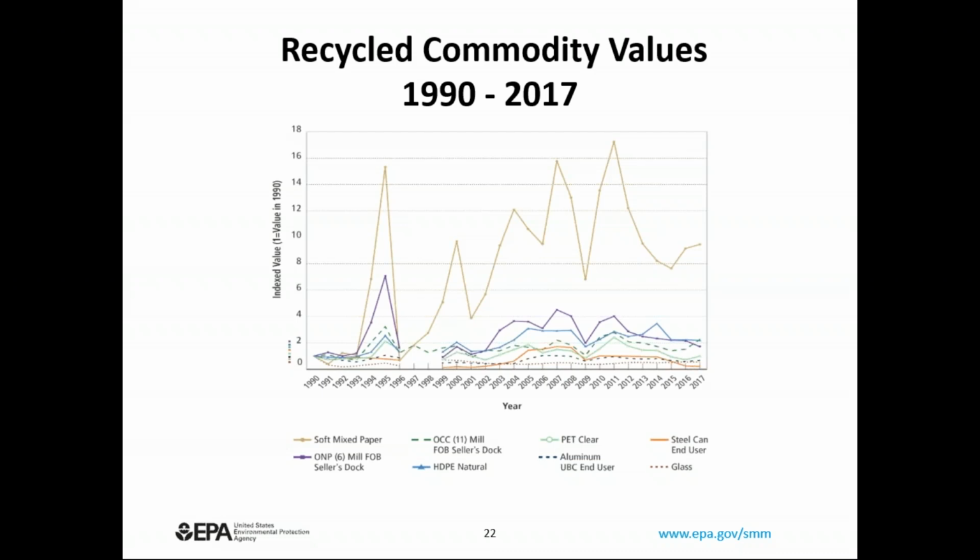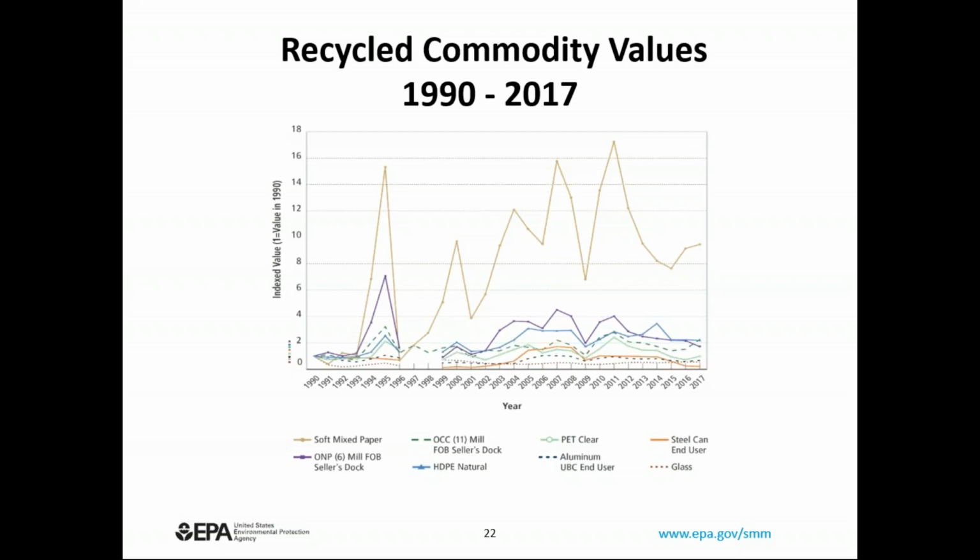Now, one of the nice things about indexing is, as I mentioned earlier, you can compare these materials. So you can see the index lines for glass, aluminum, and steel, which are in the lower colored graphs, the purple, the blue, and the orange. They didn't appear to fluctuate as frequently. So it's just a way to compare and see what's going on in the recycling commodity markets, because they are a big part of what is going on in recycling.